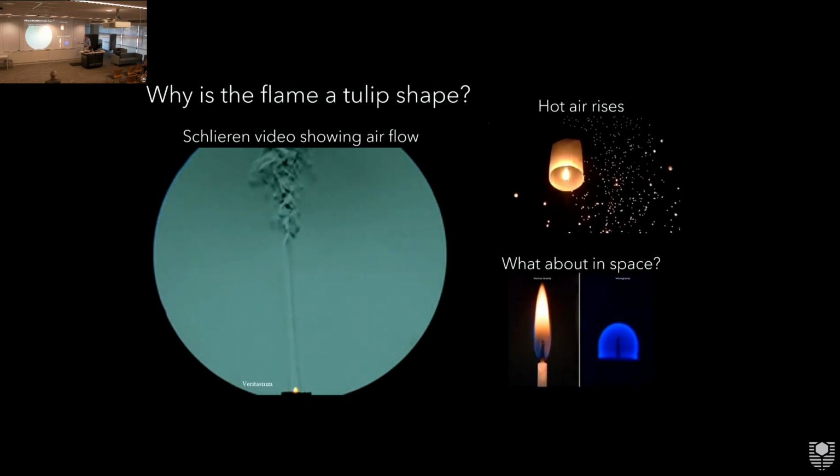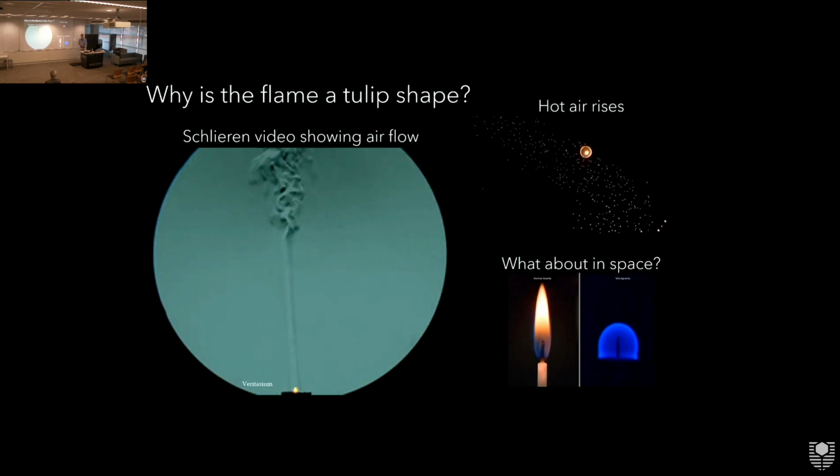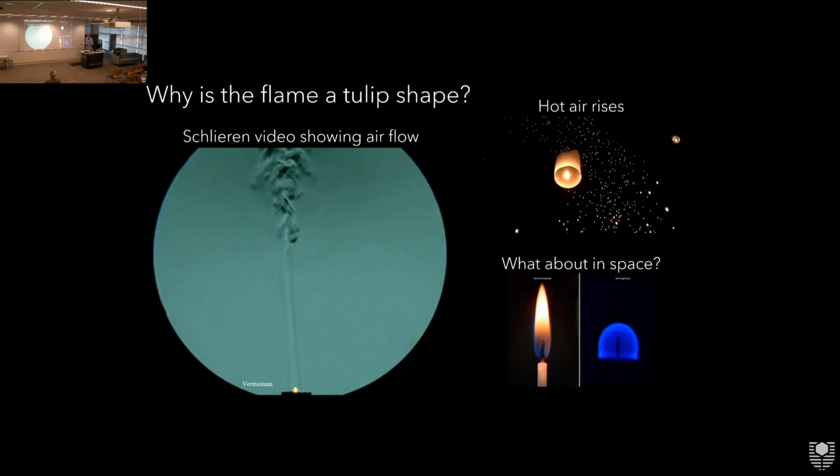And if you take a candle into space, you find that it doesn't have the tulip shape, it actually is a sphere, which I think is quite wonderful. So this is actually on the Challenger space mission. They lit a candle for someone's birthday, I believe, and it was a sphere.